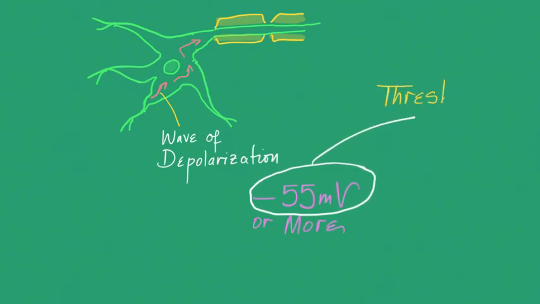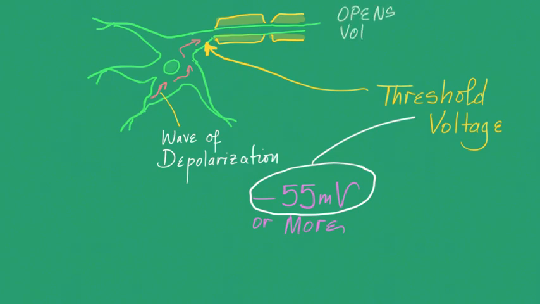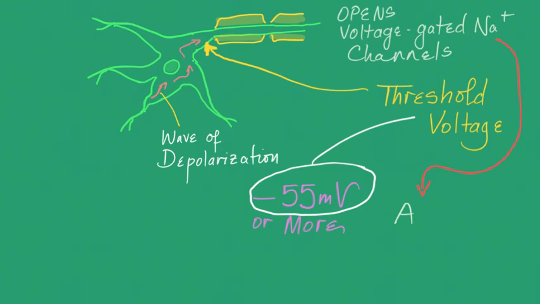We call this minimum voltage the threshold voltage. A threshold means an entrance or a doorway. In order to pass through the doorway and start the action potential, you need to have minus 55 millivolts, because when this voltage is reached, another set of channels called voltage gated sodium channels sense the change in voltage and automatically open. The sodium that's outside rushes in, and that starts the action potential. So the action potential is triggered by the opening of voltage gated sodium channels.